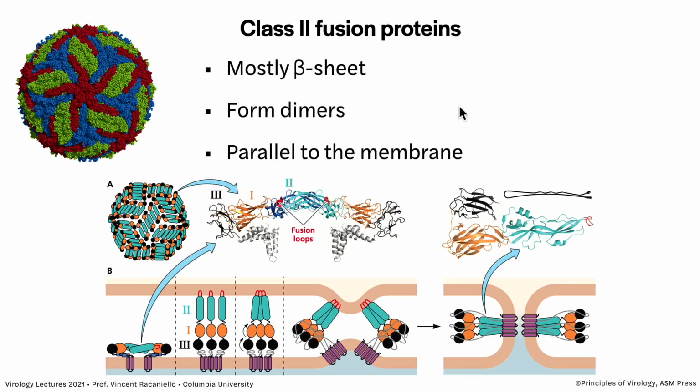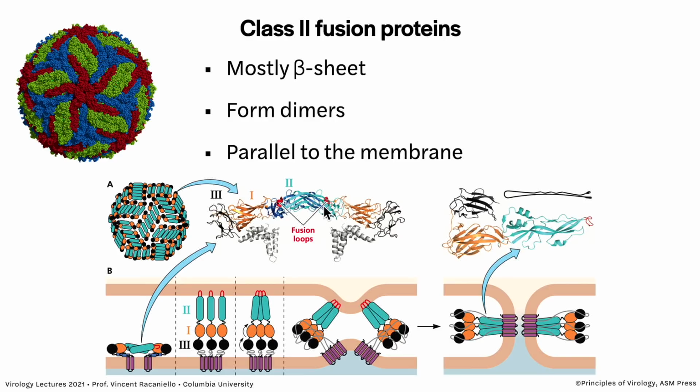So we also have class 2 fusion proteins and also class 3, but I'm not going to tell you about class 3. But class 2 are quite interesting because they are quite different in structure. They're mostly beta sheet, right? So you look at this, here's a class 2 fusion protein, beta sheets mostly. No, very little alpha helix. They make dimers instead of trimers, and they go parallel to the membrane. That's the most important thing for you.